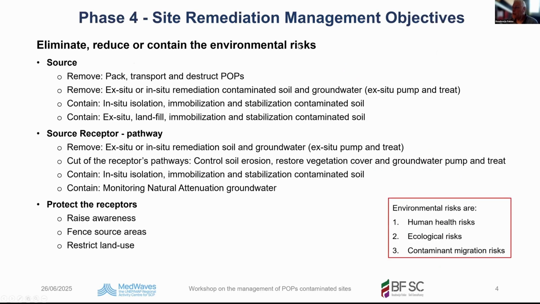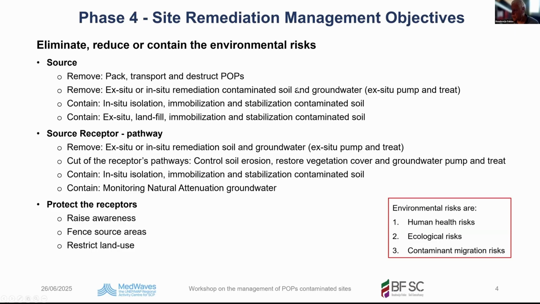Okay. Phase 4, remediation management objectives. It's actually very clear. Eliminate, reduce, contain the environmental risk. These are the objectives of a remediation. And then you can divide it in the source, and you can remove, pack, transport, and destruct POPs. Here, if you have a stockpile of POPs, the objective is source removal. Remove by ex situ or in situ remediation of contaminated soil and groundwater.